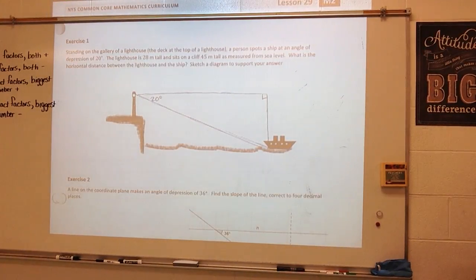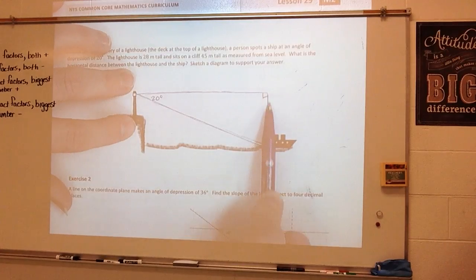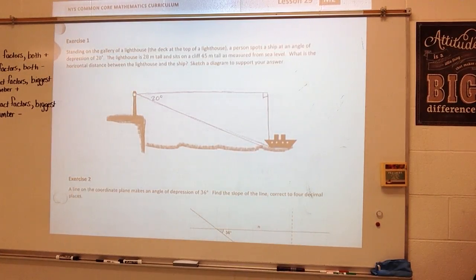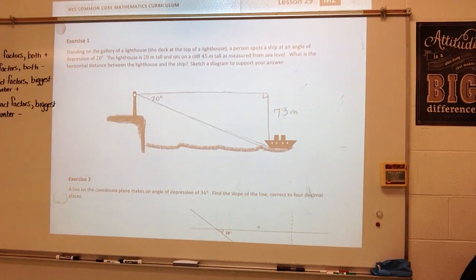All right, so then let's talk about what we know. It says that the lighthouse is 28 meters tall and sits on a cliff that is 45 meters tall. So, if the cliff is 45 meters tall and the lighthouse is 28 meters tall, then how tall is this side here? Well, we would do 28 plus 45, which tells me that this is 73 meters tall.